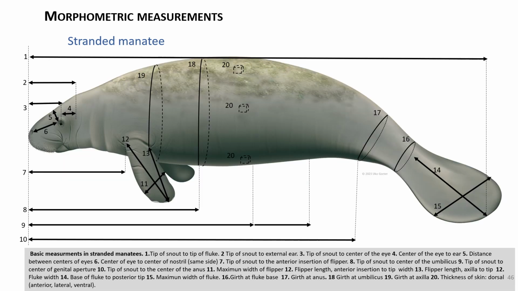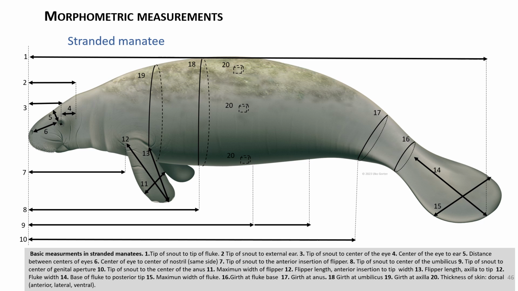And now let's talk about basic measurements in the stranded manatee. The first one is from the tip of the snout to the tip of the fluke. Then the tip of the snout to the external ear. Then tip of the snout to center of the eye. Then the center of the eye to the ear. Then the distance between centers of the eyes. Then the center of the eye to the center of the nostril from the same side.